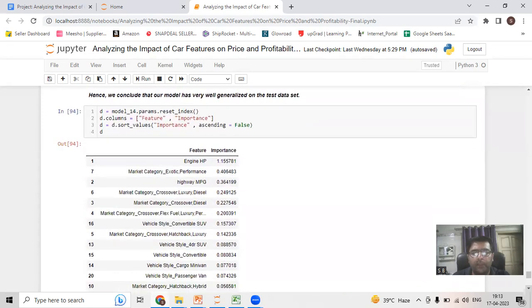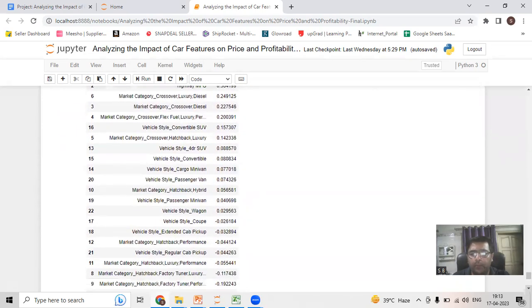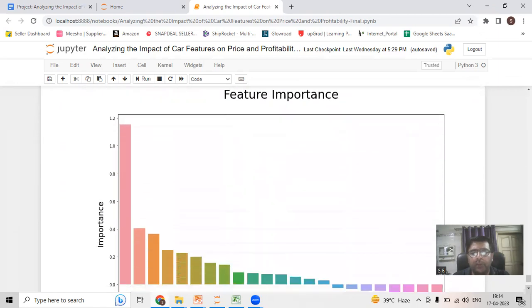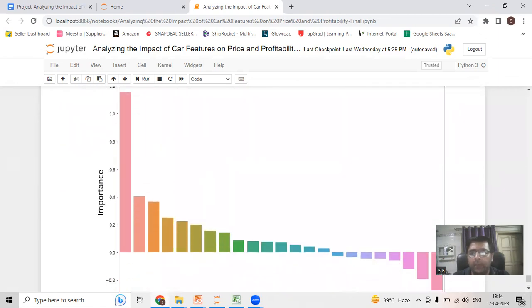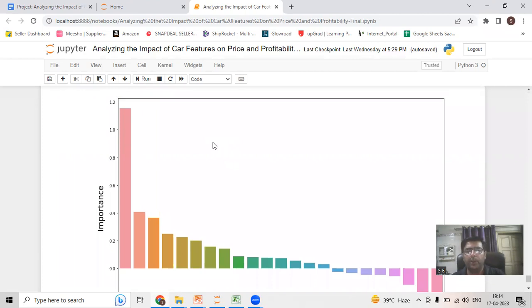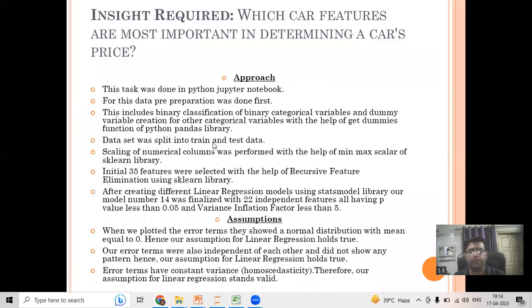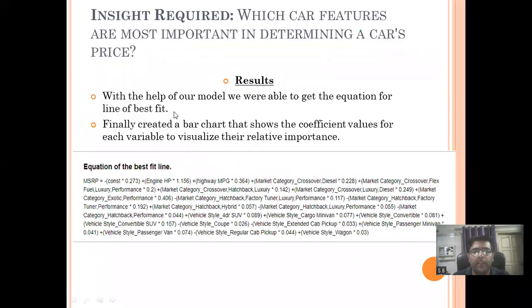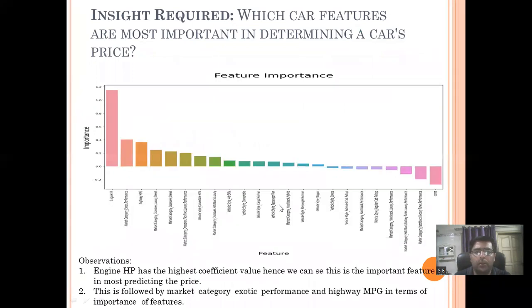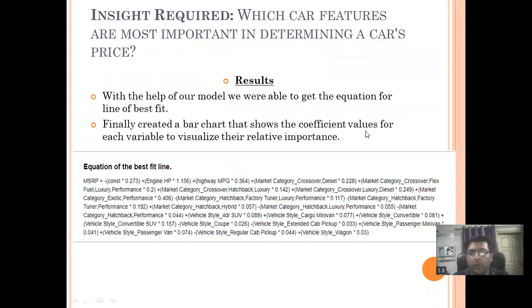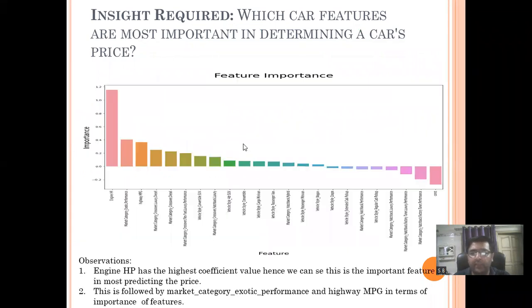After that, in the last, I created a bar chart which shows the importance of every feature based on its coefficient. So coming on to our presentation now. With the help of our model, we were able to get the equation for our line of best fit. Here is our line of best fit. And now I created a bar chart which shows us the coefficient values for each variable to visualize their relative importance. Here we go.